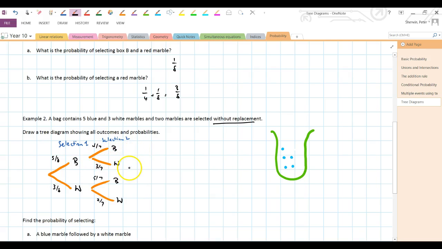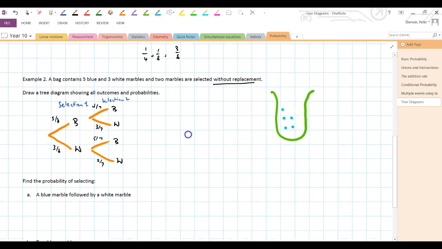So we could work out blue, blue, blue, white. But this time, let's just target what we're being asked to find. Find the probability of selecting a blue marble followed by a white marble. So that blue marble followed by a white marble, that's that one there. That's the probability of a blue followed by a white. Again, pause and do the question. 5/8 times 3/7, which is 15/56. So that's my probability for part A.